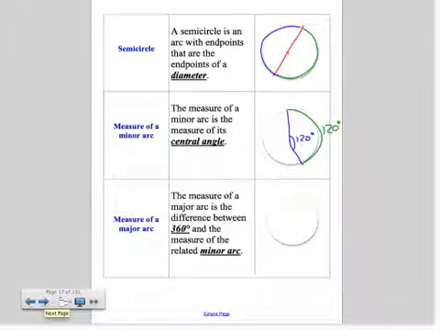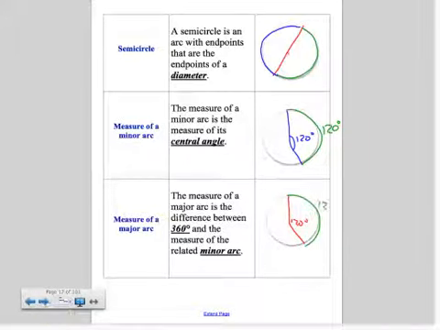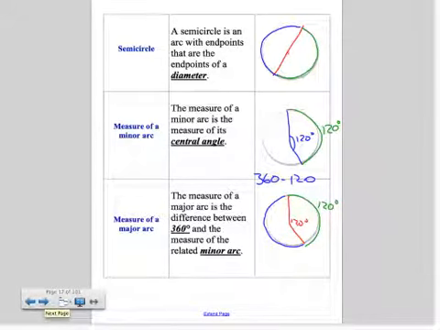The measure of a major arc is the difference between 360 and the measure of the related minor arc. In other words, if I take the same diagram, if I tell you that this central angle here is 120, this minor arc is also 120, and hopefully it makes sense to you that a full circle has to be 360. So to find the blue one, the major arc, 360 minus the 120 tells us that the major arc there has to be 240 degrees. And so that's the process for finding the measure of a major arc.